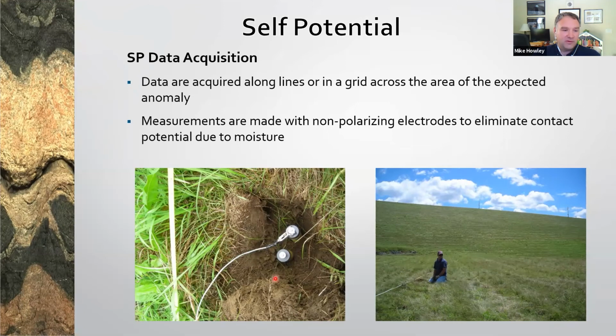The photo on the left shows two non-polarizing electrodes that are installed at a depth of about 6 inches below ground surface. We found that being in contact with vegetation does create small voltages that will interfere with the true SP anomaly. And the figure on the right shows an area of an SP survey that was conducted on the downstream side of an earthen dam.